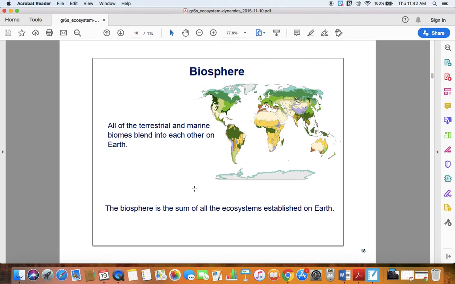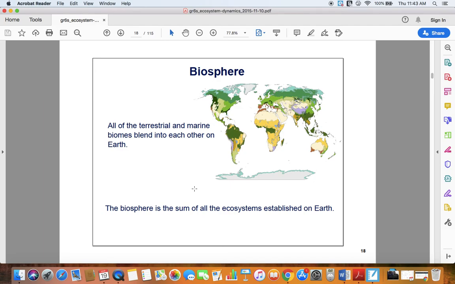Finally, we have biosphere. A biosphere is the most general level of organization. All the terrestrial marine biomes blend together on Earth to create the biosphere. The biosphere represents the sum of all ecosystems on Earth. The biosphere contains all living parts of Earth, and therefore it is represented by the crust, the outer layer of our planet Earth.